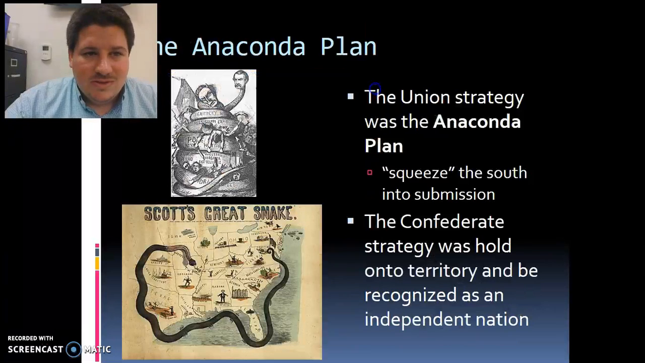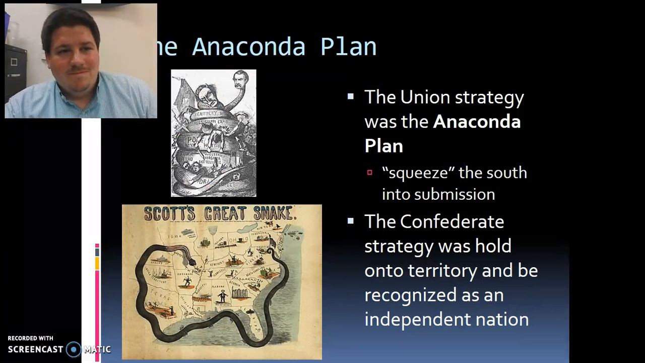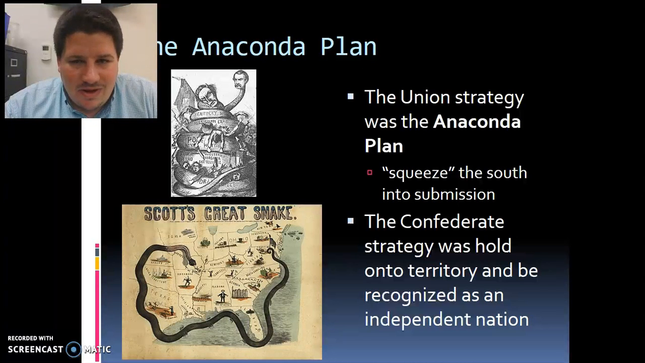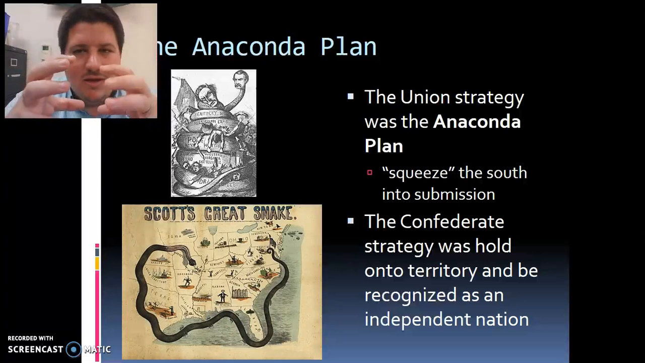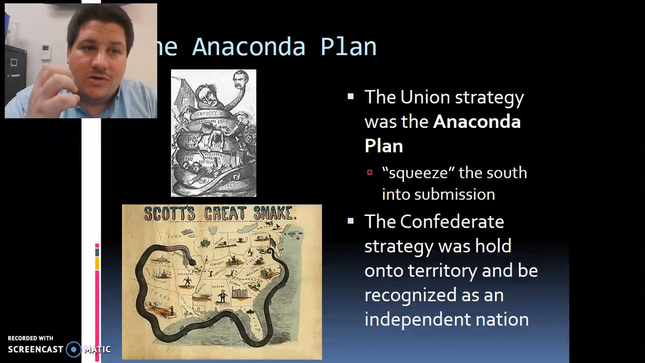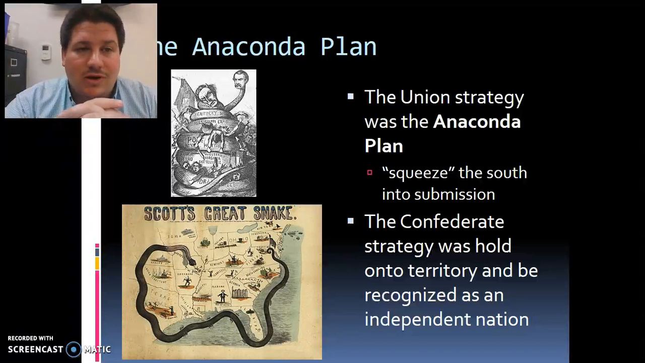Moving on to our notes, I'm going to tell you what the anaconda plan is. So you were supposed to think about it first and kind of figure it out. Now I'm going to tell you. So the anaconda plan is to squeeze the South into submission. So when we think about what an anaconda does, they're a constrictor. They don't eat their prey alive. They strangle it first, and then they eat their prey.